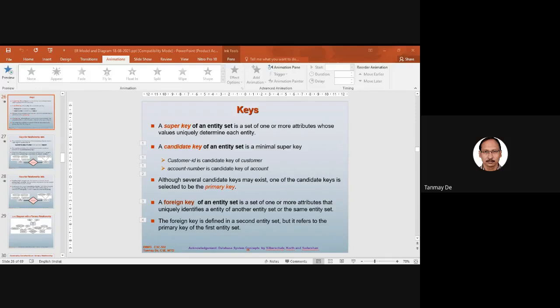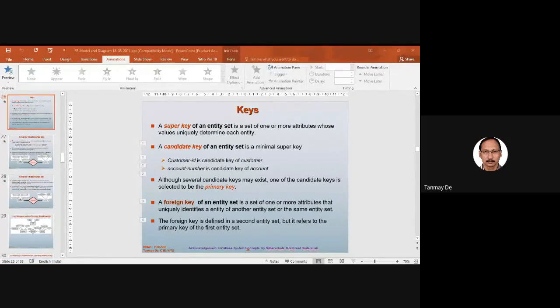What is a super key? This is the key for an entity set. You already know the entity set is the object that can be specified by a number of attributes. So how? By using the super key. The super key of an entity set is the set of one or more attributes whose values uniquely identify each of the entities in the entity set.